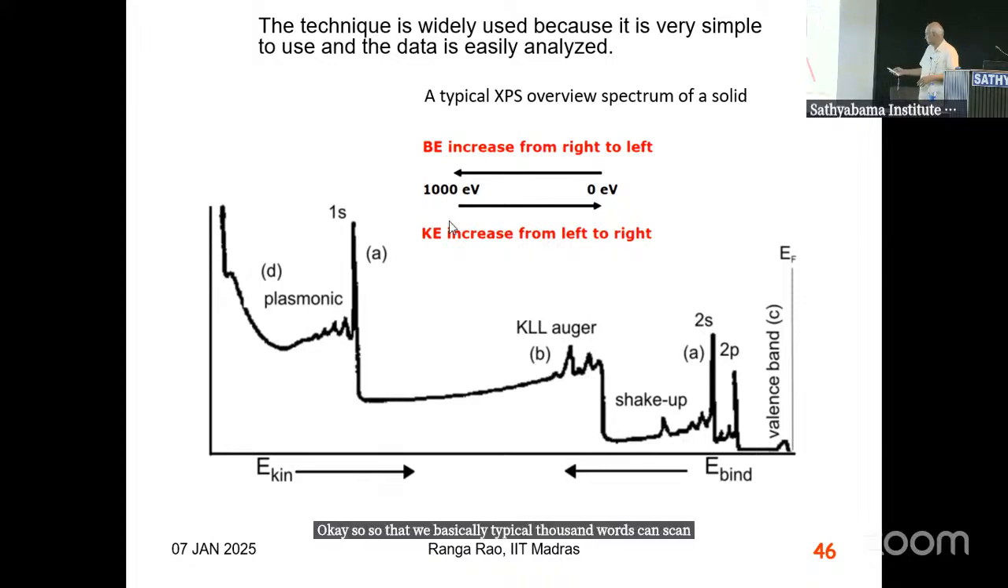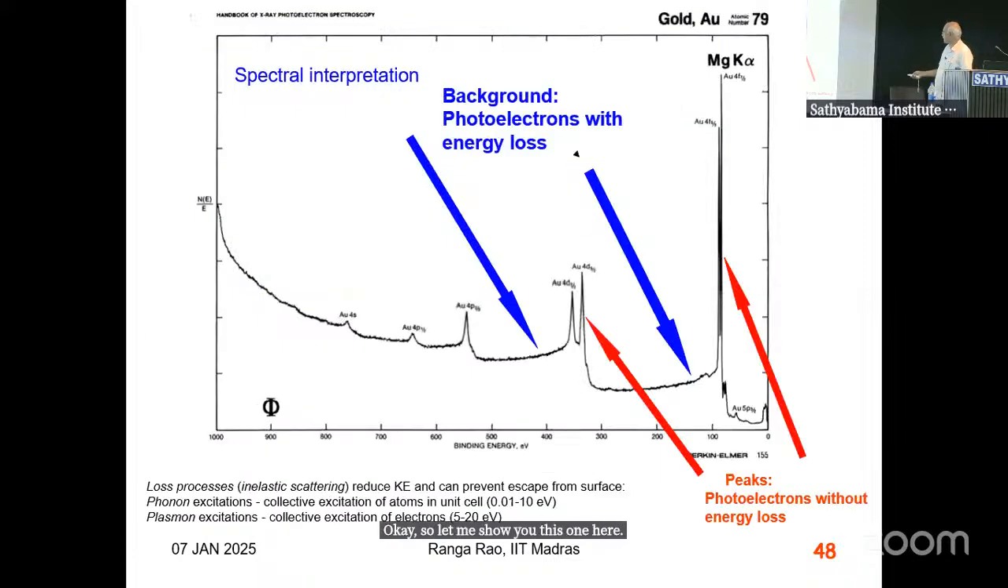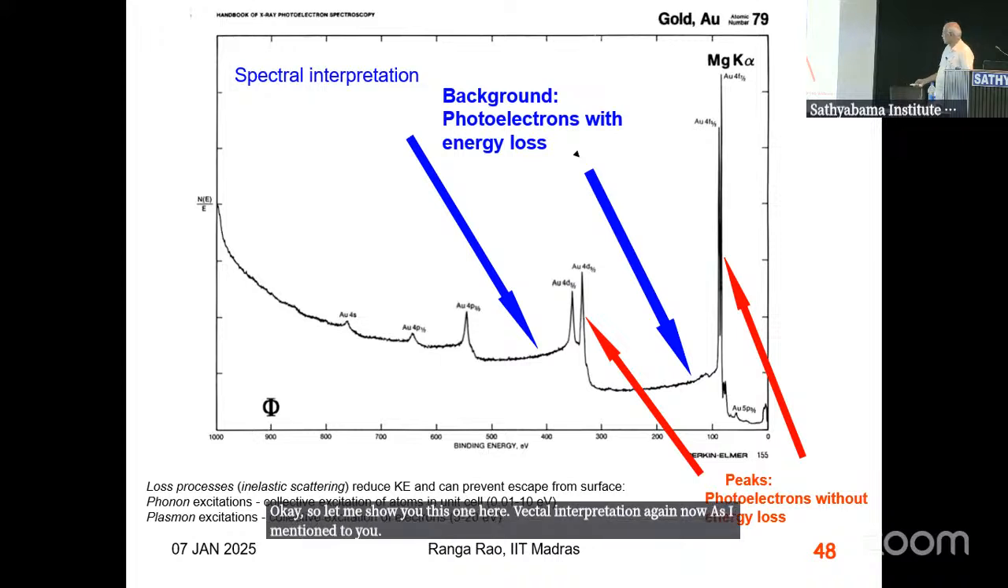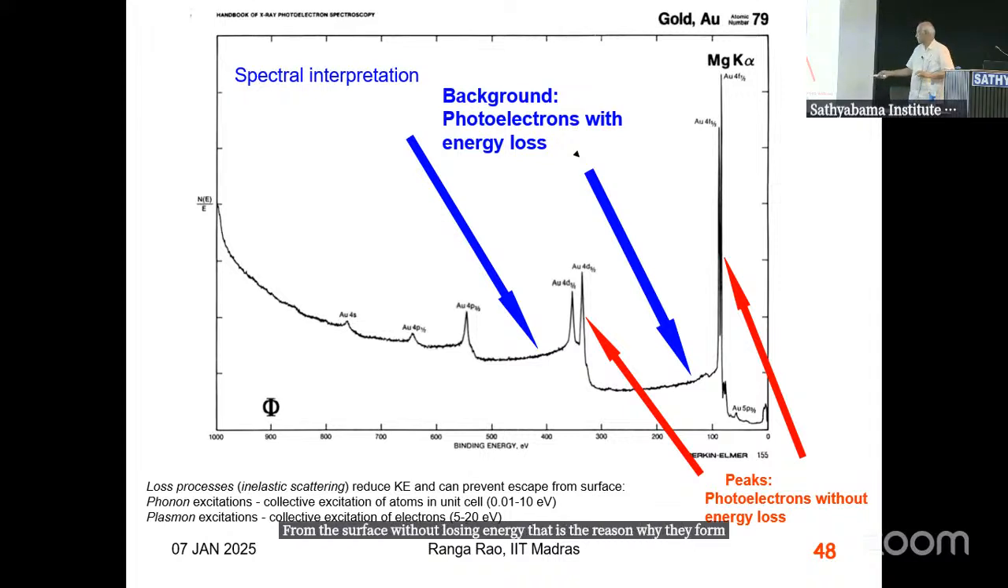Okay, so let me show you this one here. Spectral interpretation again. Now, as I mentioned to you, the background keeps on increasing. The reason I told you, these are all inelastic scattering processes where they reduce the kinetic energy and prevent the escape from the surface. They don't escape from the surface without losing energy. That is the reason why they form the background here.